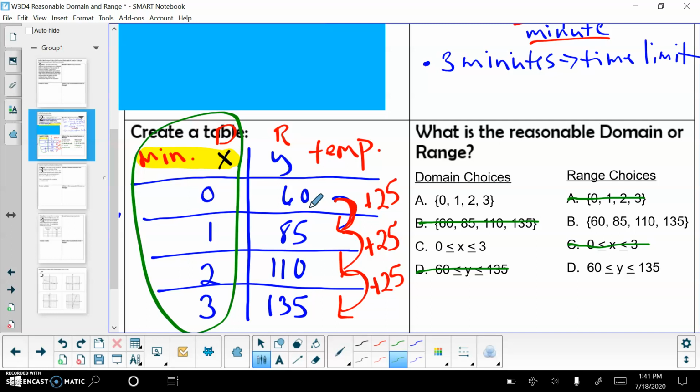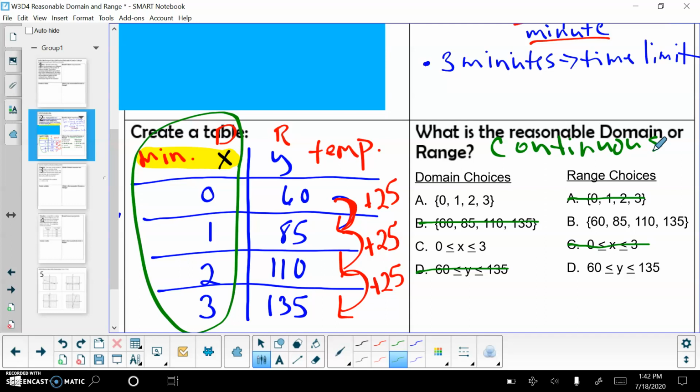Could I do it for 20 seconds? Could I do it for 10 seconds? I mean, I would have to be doing it really fast, but yes, technically you could do it every 10 seconds and get a reading every 15 seconds, every 30 seconds. So if you can keep breaking it up into smaller and smaller pieces, then it is continuous, because you really can't just write down 0, 1, 2, and 3, because it's all the minutes in between as well. You can't just write down 60 degrees, 85 degrees, 110, because it's all those little temperatures in between there as well.